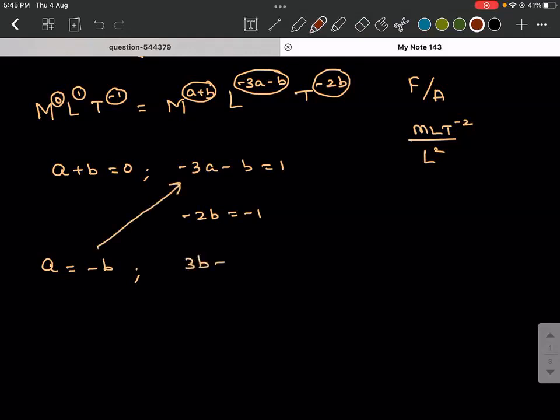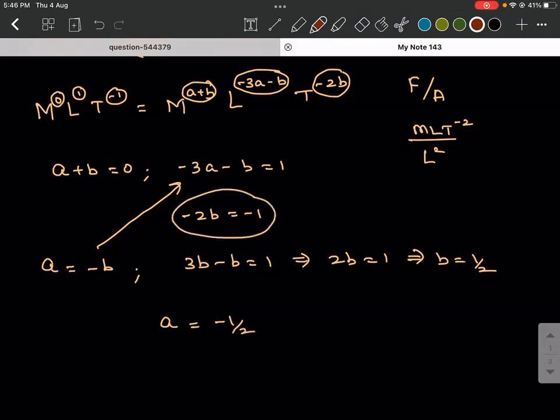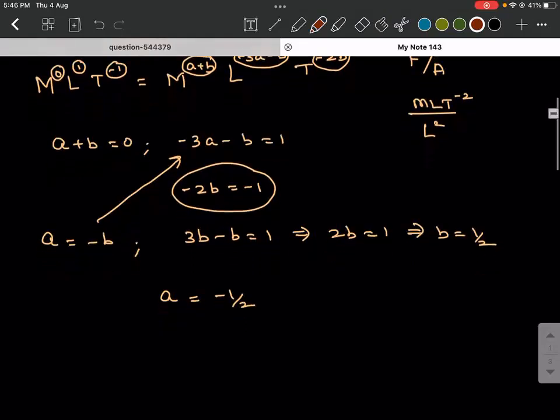So it will become 3B minus B is equal to 1, which implies 2B is equal to 1, or I can say B is equal to half. If B is equal to half, A is minus half. So I could have got it from here itself. Minus 2B is minus 1. So B is half. So A plus B is 0 means A is minus B. So if B is half, if I substitute it here, A will be minus half.